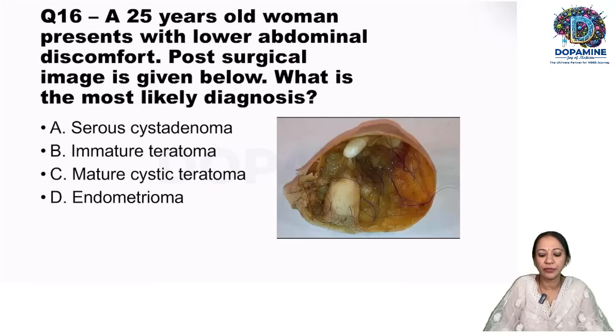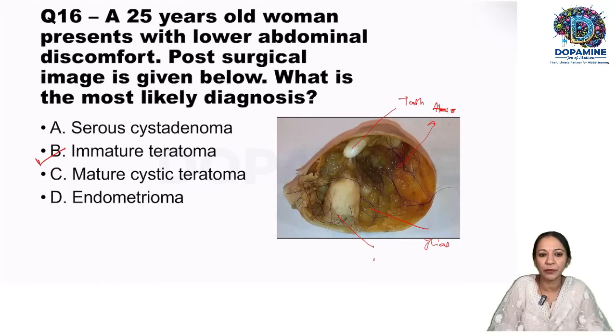So we'll go to the next question. A 25-year-old woman presents with lower abdominal discomfort. This is the surgical specimen which is given. What is the most likely diagnosis? As you can beautifully see here, this is the hair. Here you can see a well-formed tooth. Here you can see some pultaceous material, again with well-formed structure. Some glial matrix is there. So it is actually a teratoma. A mature teratoma will be solitary and cystic. So this is actually an immature teratoma.